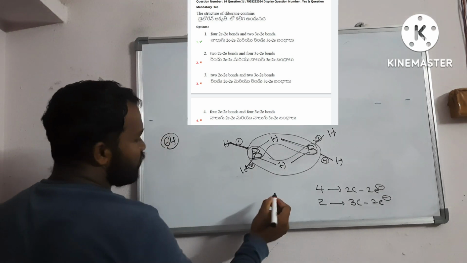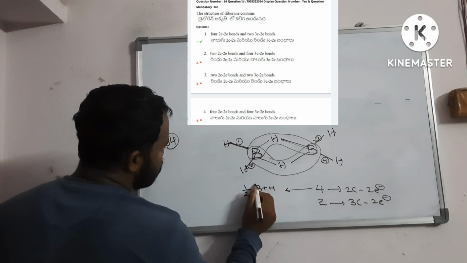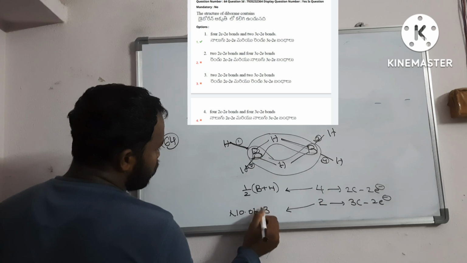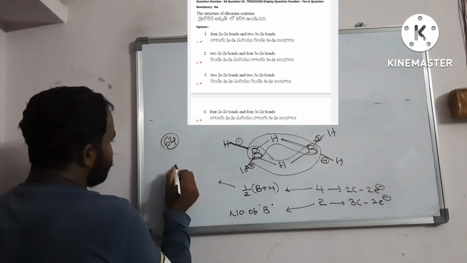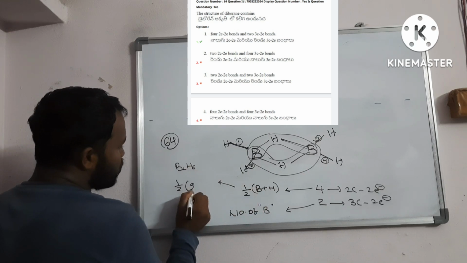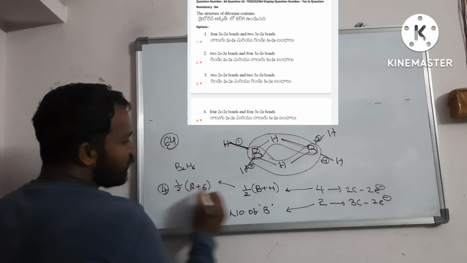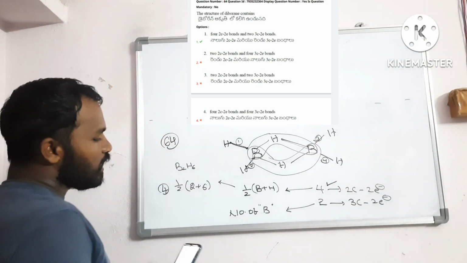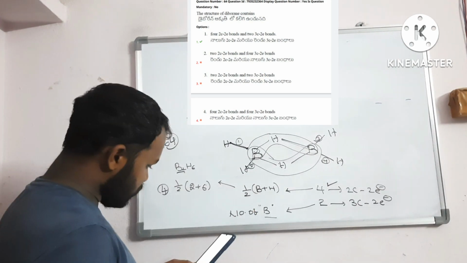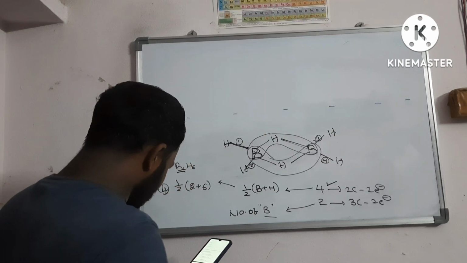Otherwise, I will give one formula for you. For 2 centered 2 electron bonds, it is half into (B plus H). For 3 centered 2 electron bonds, it is the number of boron atoms. If you apply the formula to B2H6, half into 2 plus 6 is 8 by 2, which is 4. So we get 4 two-centered 2 electron bonds, and the number of boron atoms is 2, so we get 2 three-centered 2 electron bonds. This is about the diborane concept. Next, question number 65.